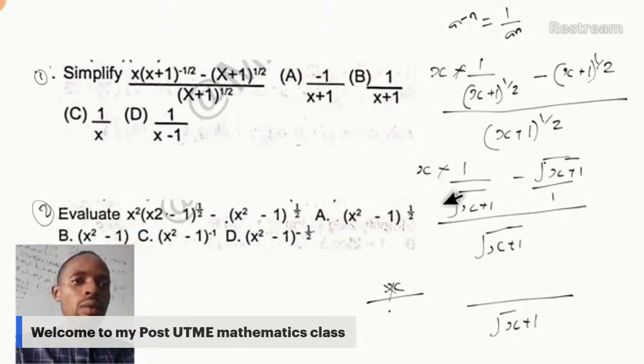So I want to solve this numerator first. Root of s plus 1 divided by root of s plus 1 is 1. 1 times s gives us s, minus 1 divided by root of s, that is root of s. Root of s times root of s gives us root of s squared, that is root of s plus 1 squared.